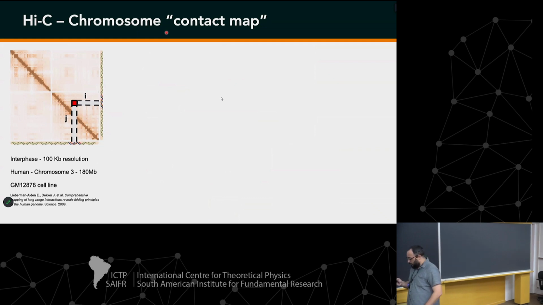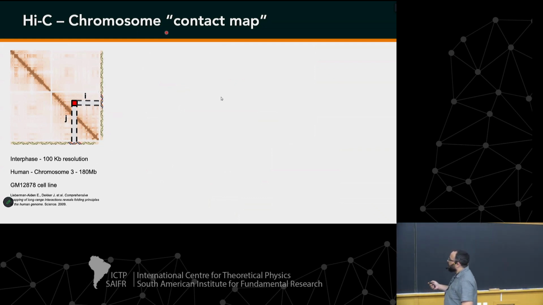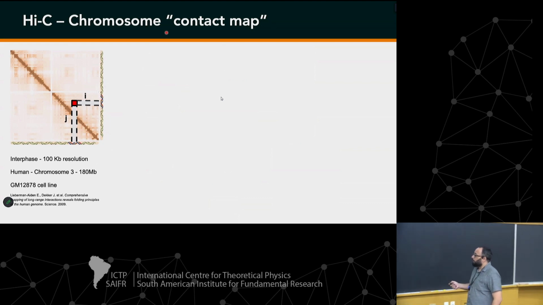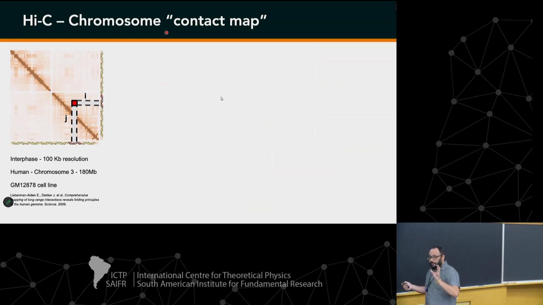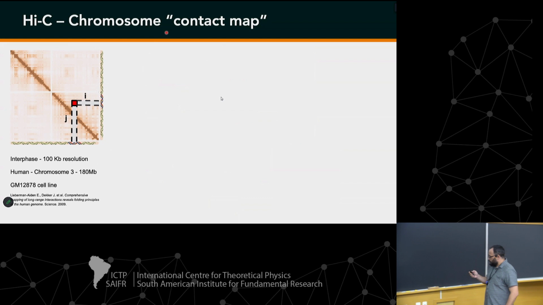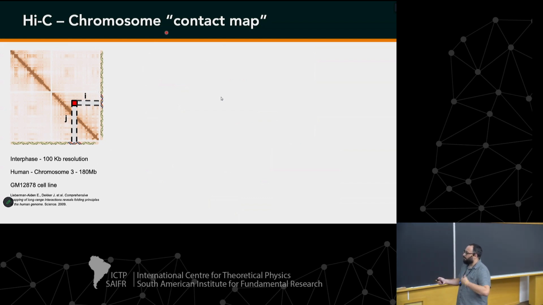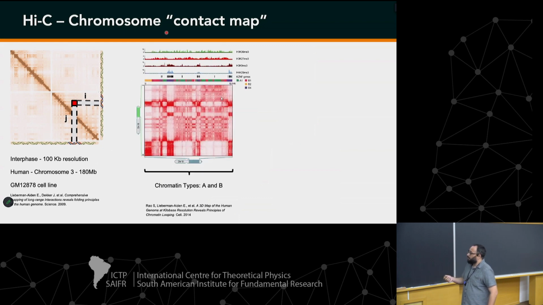So if you look at this first paper in 2009, by Aiden, the guy that created this together with Job Dekker, you have this map, for example, at 100 kilobase resolution. Each pixel of this map represents 100 kilobase pairs, and then there's the contact map. I just explained that, so I will pass on it, but the idea is that you have some region J and region I, and you can measure the frequency of contact between these two regions. Yeah, I already explained that.